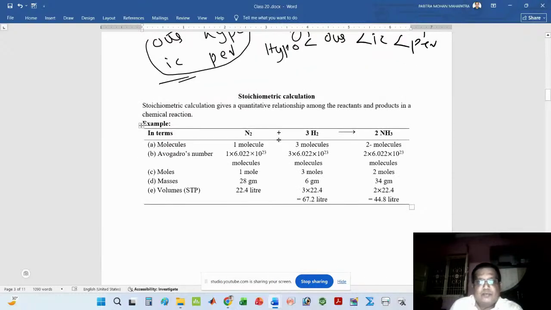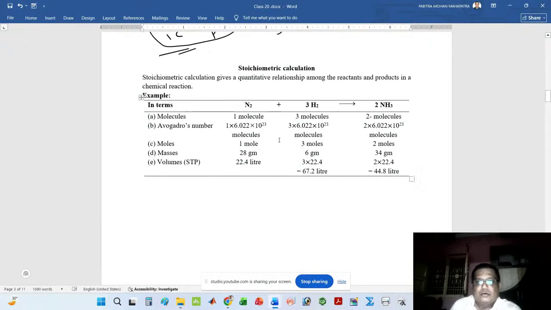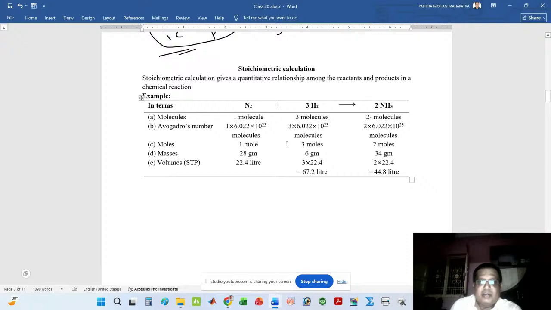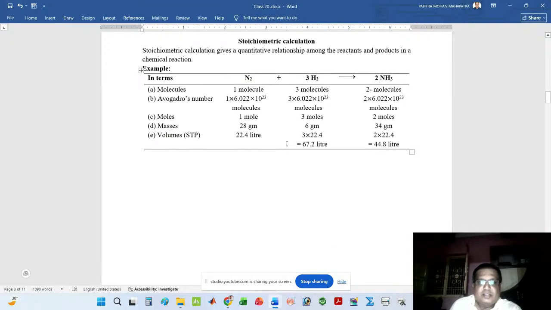Next, I will move to another topic, that is stoichiometry calculation. Actually, what is stoichiometry calculation? Stoichiometry calculation gives a quantitative relationship among the reactants and products in a chemical reaction. For a balanced chemical reaction, we generally use the stoichiometry calculation.